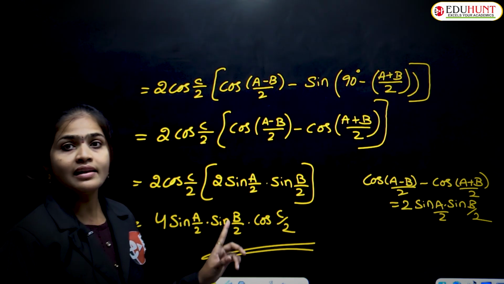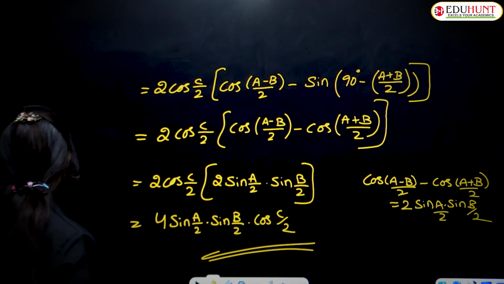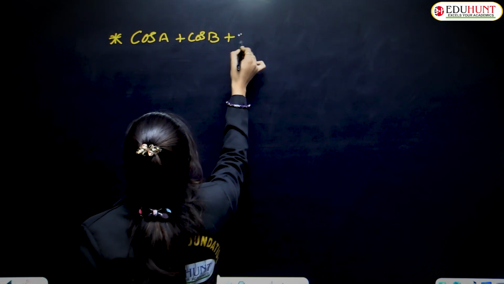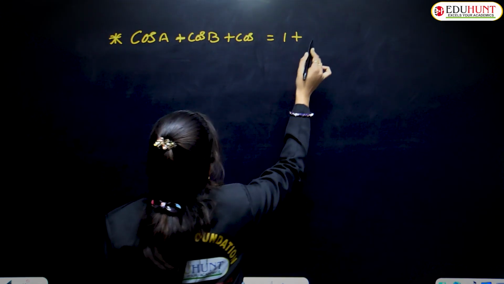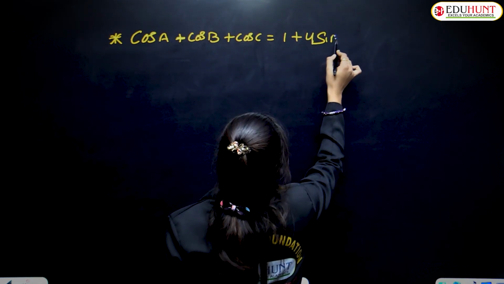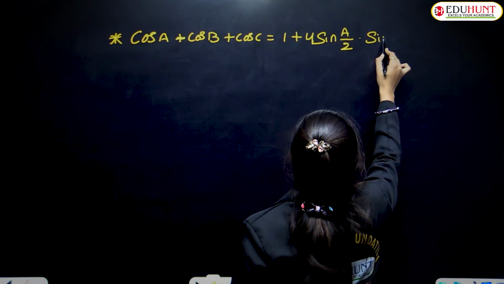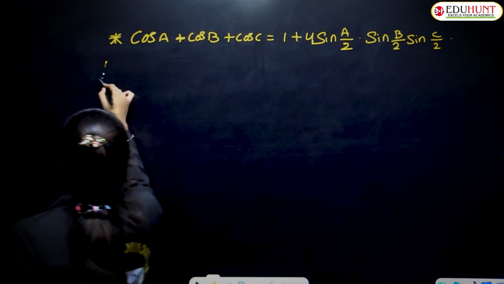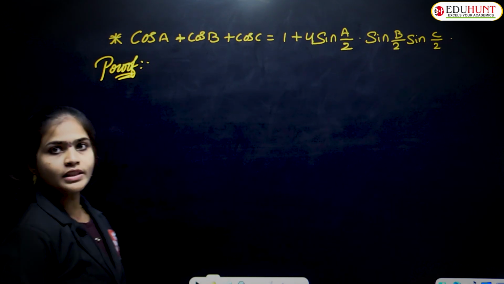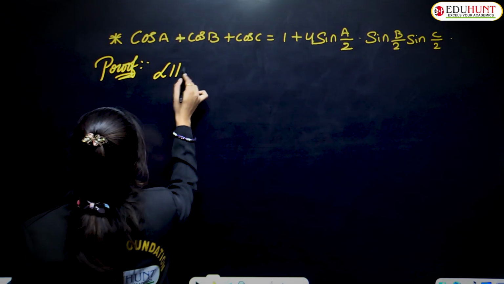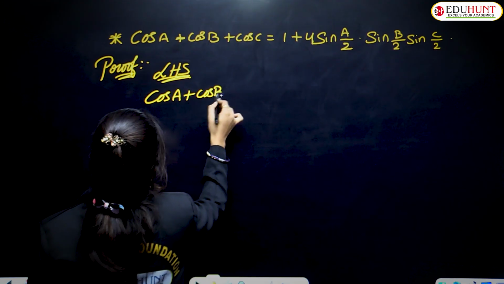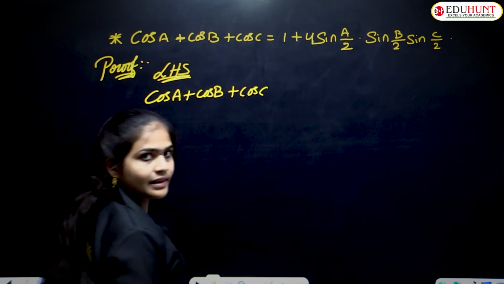Now we will discuss that last conditional identity, that is the 11th conditional identity. Cos a plus cos b plus cos c is equal to 1 plus 4 sin a by 2 sin b by 2 sin c by 2. So see here proof. Okay children, so see here again LHS. What is that LHS? Cos a plus cos b plus cos c. Okay, that is the LHS.